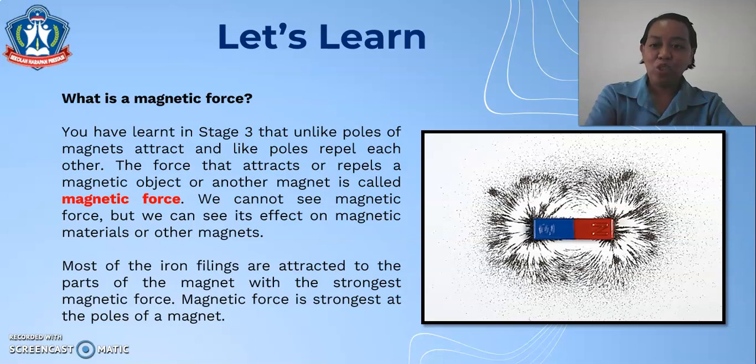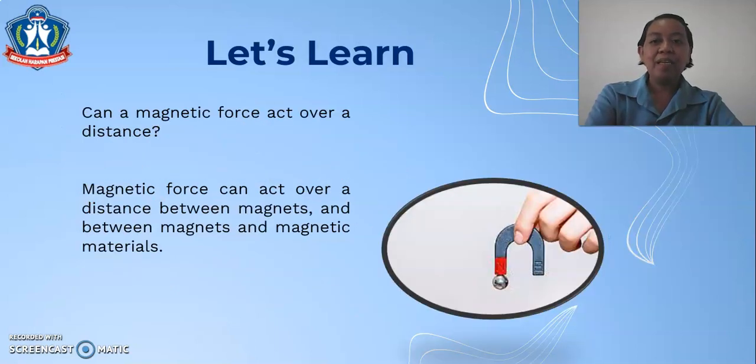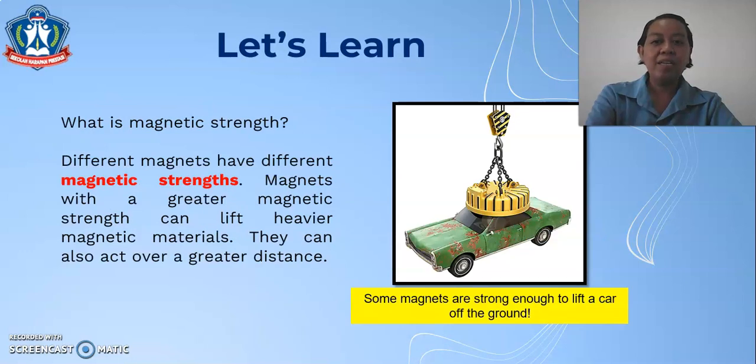Look at the picture, children. Can a magnetic force act over a distance? Magnetic force can act over a distance between magnets and between magnets and magnetic materials. What is magnetic strength? Different magnets have different magnetic strengths. Magnets with a greater magnetic strength can lift heavier magnetic materials. They can also act over a greater distance.